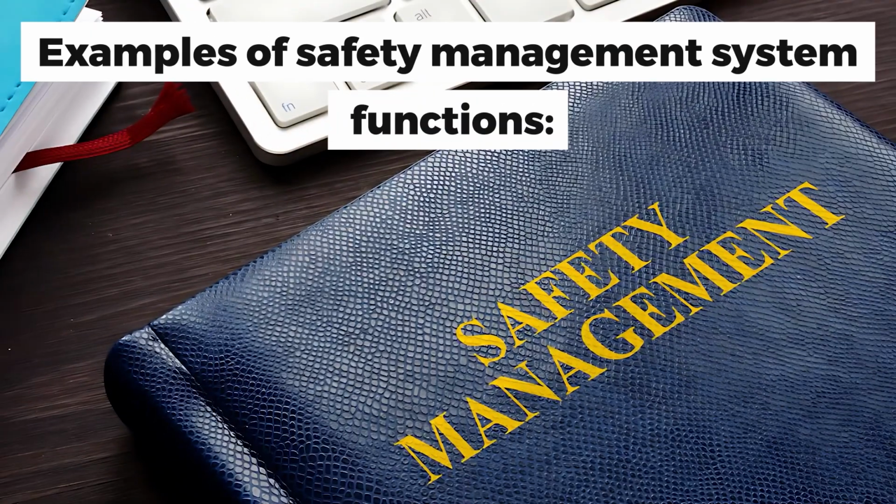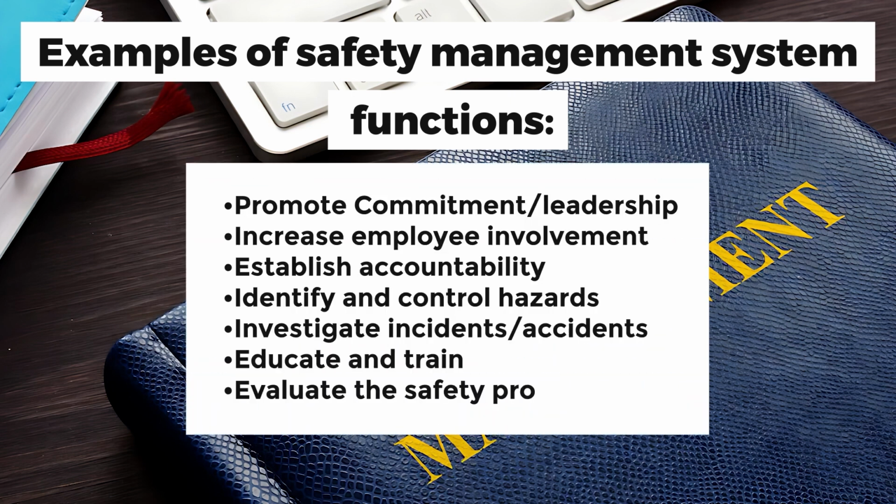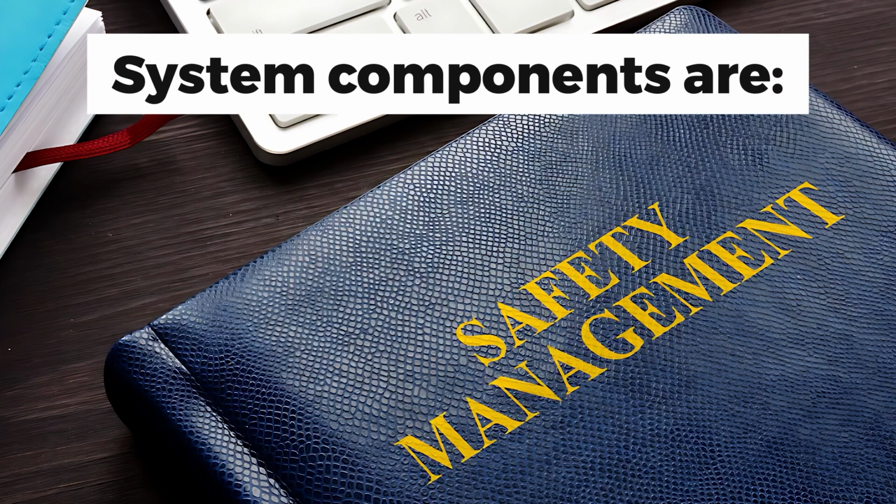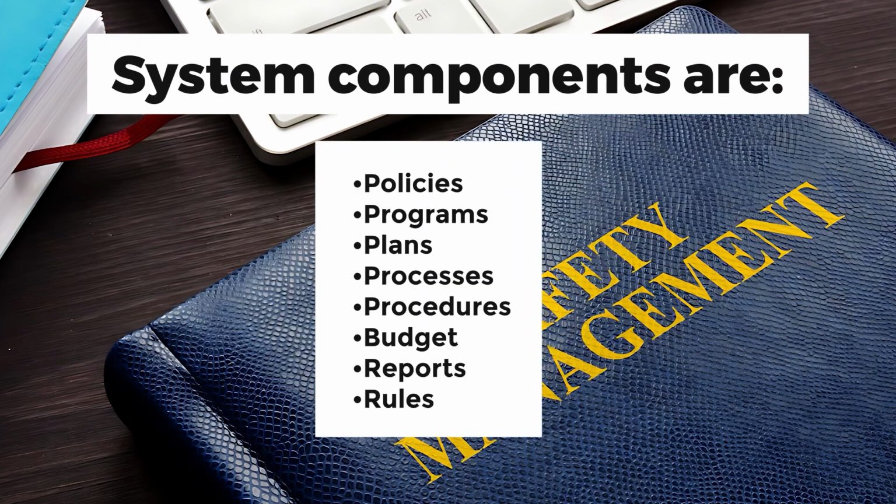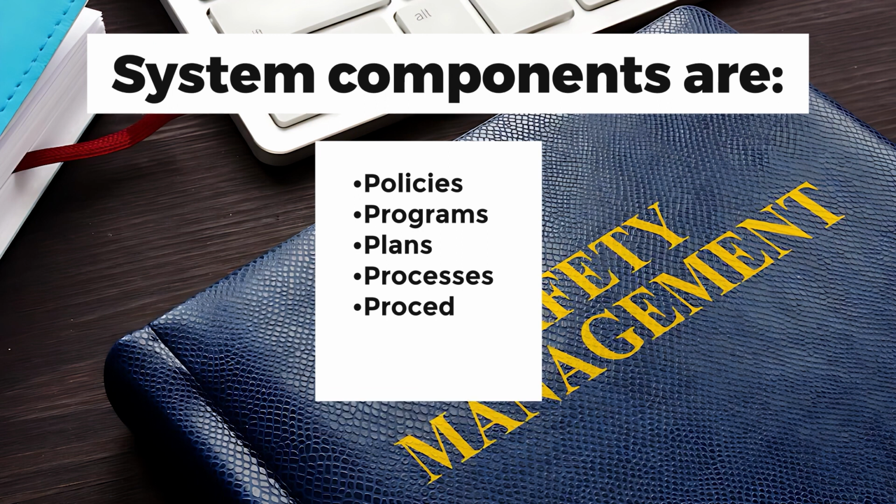Here are some examples of safety management system functions and system components. Safety systems are developed to promote commitment, increase employee involvement, establish accountability, identify and control hazards, investigate incidents, educate and train, and evaluate the safety program. System components are policies, programs, plans, processes, procedures, budget, reports and rules.